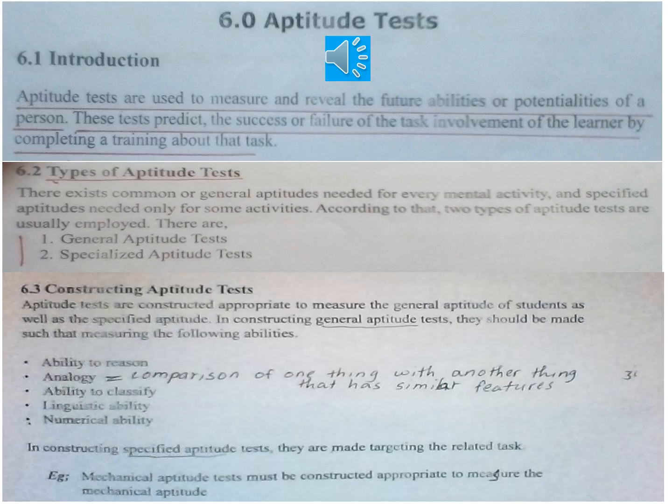Then in constructing specific or specified aptitude tests, they are made targeting the related task, related area. Right? The aptitude tests are based on that one particular related area. A mechanical aptitude test must be constructed appropriately to measure the mechanical aptitude. What do you mean by aptitude? The ability to perform in the future. Right? That's it for this.